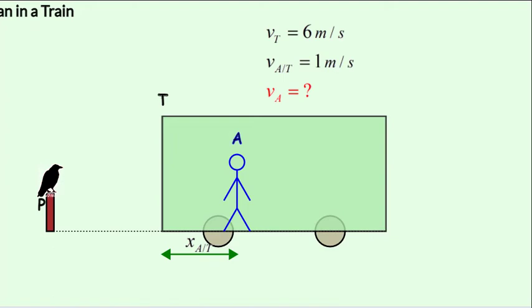Now the man begins to move in the train towards the right, and we'll put some numbers here. Consider that the velocity of the train is 6 meters per second. The man walks with a velocity of 1 meter per second with respect to the left wall of the train compartment. So this would mean that xa with respect to t, or the displacement between a and t, is increasing at the rate of 1 meter per second. So what is the velocity of the man with respect to the ground?